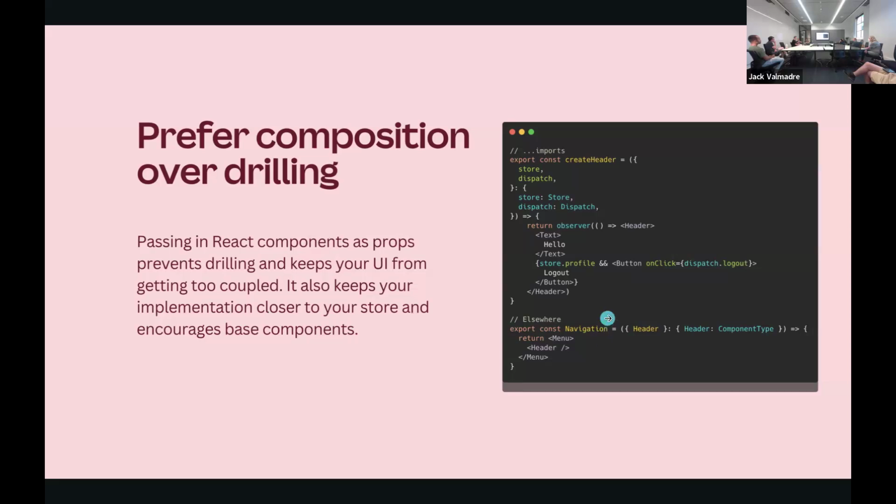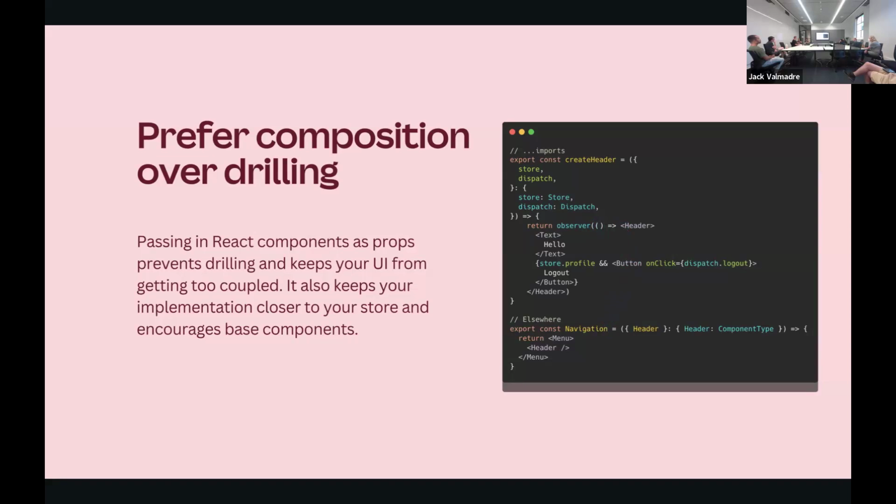So store and dispatch are like arguments to this function? Not an argument actually. What you'll notice is this is returning an observer which creates a component with no props. So this is a constructed component that essentially puts that store and that dispatch into a closure. So at that point, they're just closed over basically.